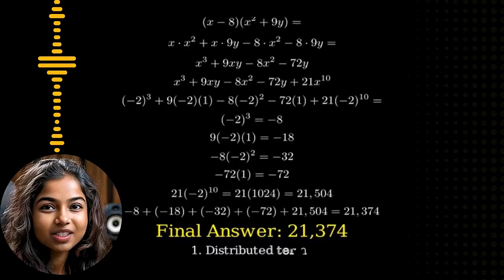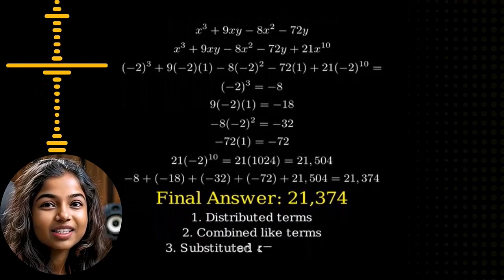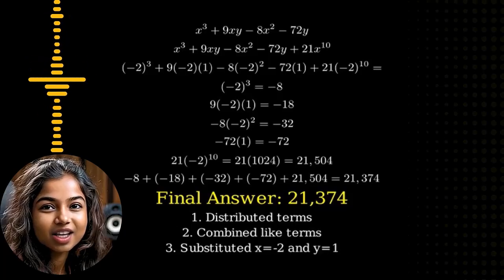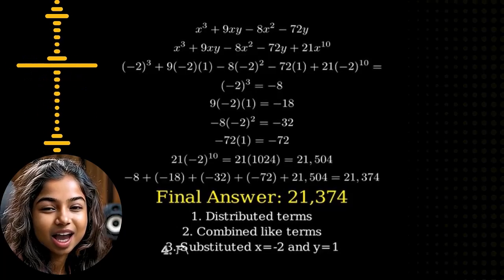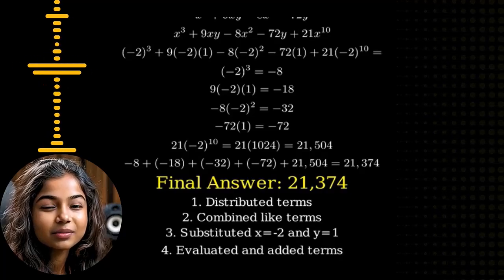First, we distributed the terms in the first part. Then we combined like terms. Next, we substituted x equals -2 and y equals 1. Finally, we evaluated each term and added them together to get our answer.